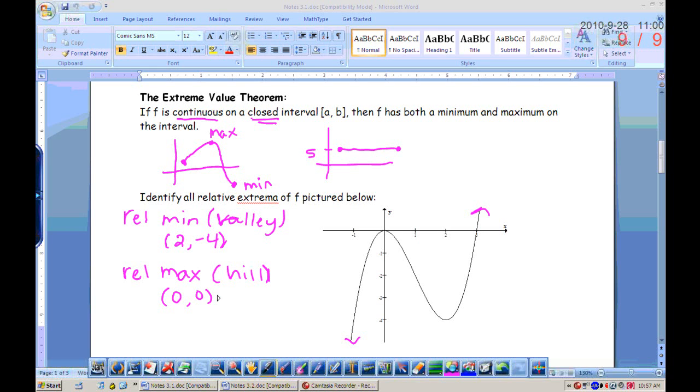So make sure that you understand the difference between an absolute minimum and maximum and a relative minimum and maximum. The absolutes are the very highest and lowest point, but a relative is any hill or valley. These are also called local extrema. So if your book or something else that I give you asks you to find local extrema, we're talking about the relative extrema.